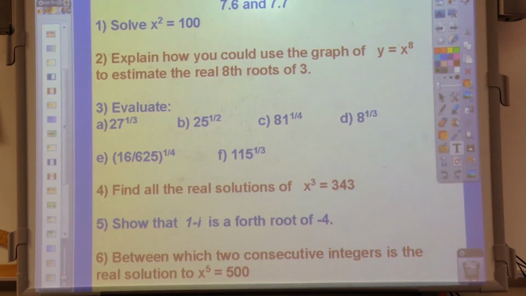This is section 7.6 and 7.7 of Mrs. Quinn's Algebra II class. And we're going to start talking about exponents, powers, radical exponents, rational powers. And so we're going to start with number one.